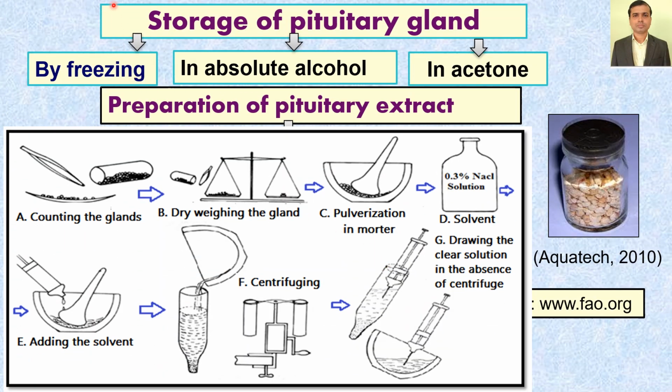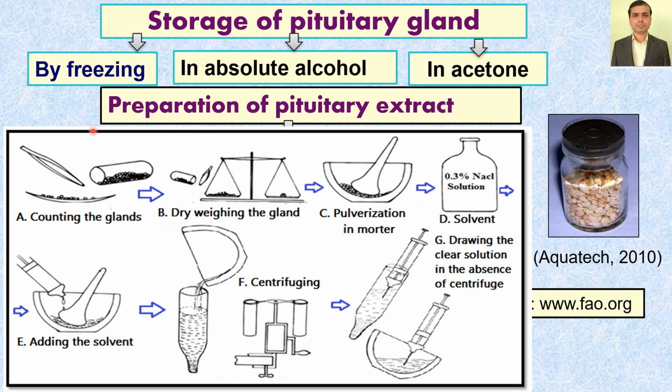Let us come to the storage of pituitary gland. Pituitary gland is stored prior to the commencement of the breeding season, usually by three different methods. One is the cryopreservation method by freezing, secondly in absolute alcohol, or thirdly in acetone. The gland is preserved.